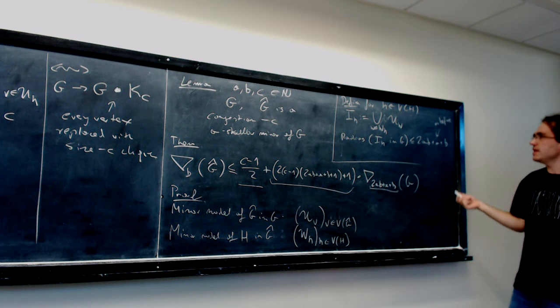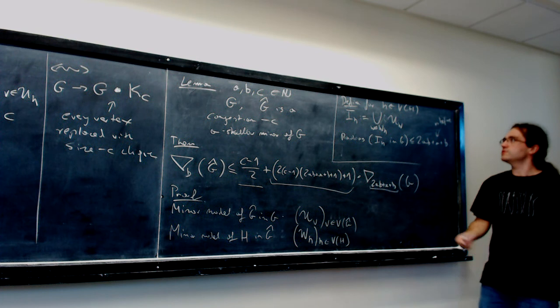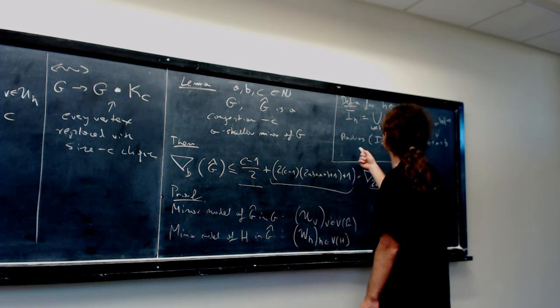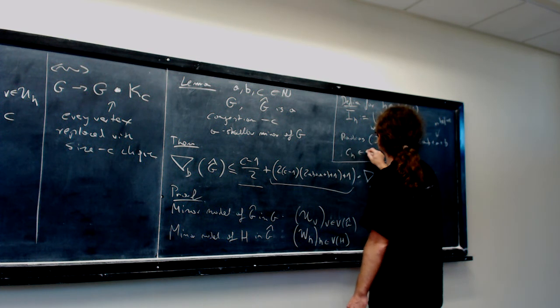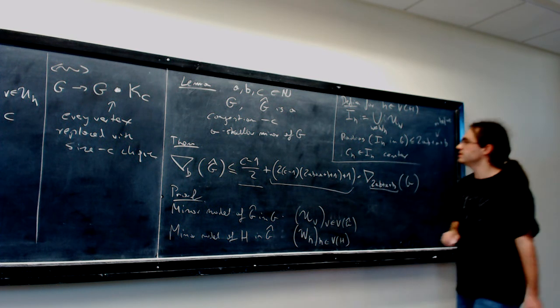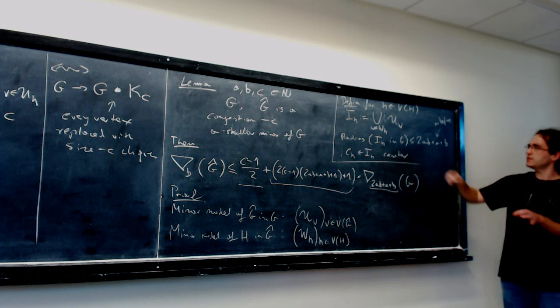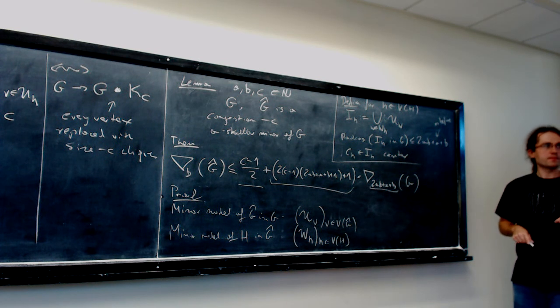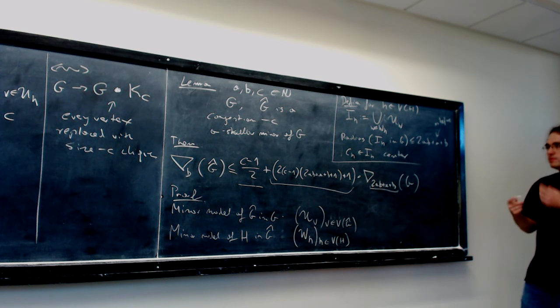And let's take a center. I mean, I want to say pick a center. So let's call it C_H, inside I_H is the center. Okay, this is the center. This is like the center vertex that has got everybody else within this radius. Okay, and yeah, so this is this.